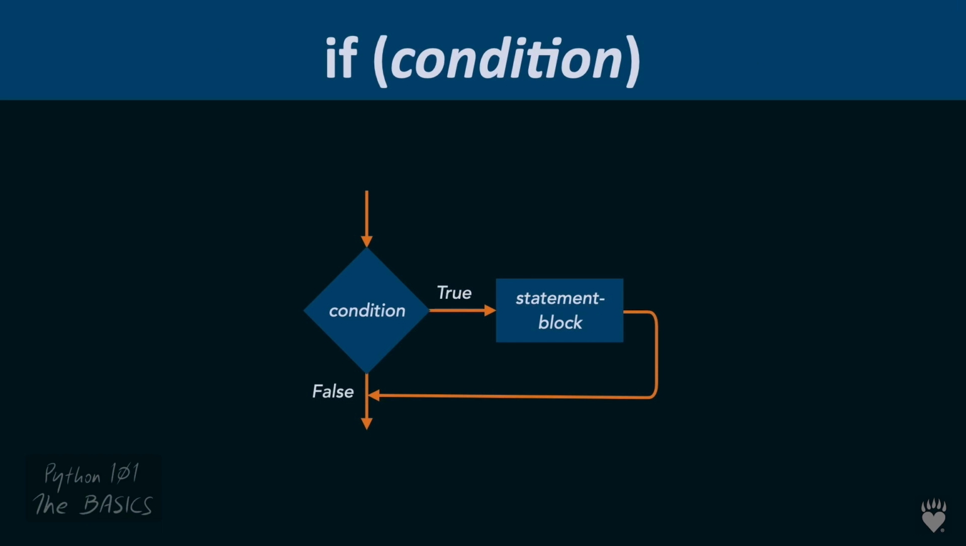The if statement is the simplest form of conditional. When the condition is evaluated, it's found to be either true or false. If the condition is true, then the indented statement block is executed and flow continues after the conditional. If the condition is false, then the flow continues after the conditional without executing the indented statement block.